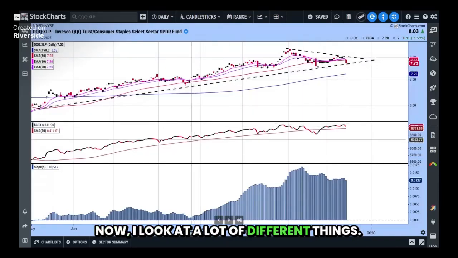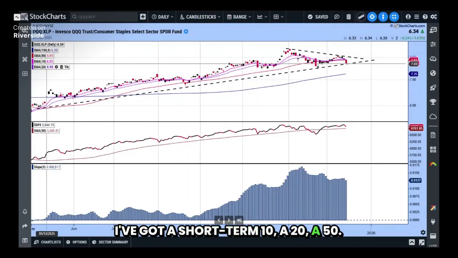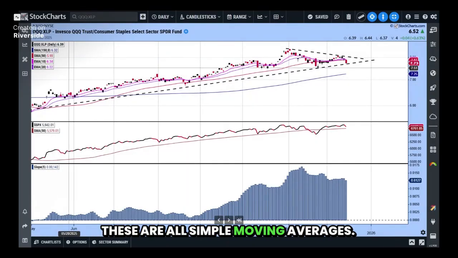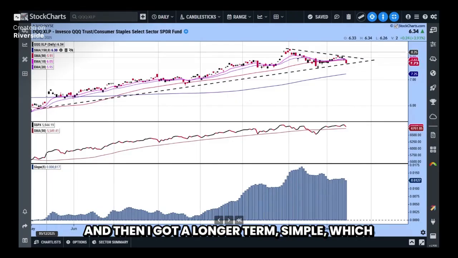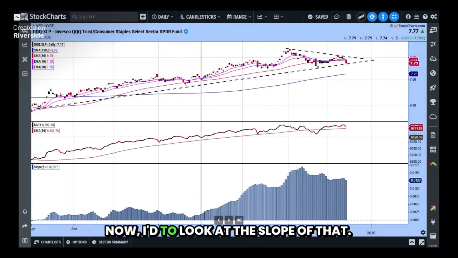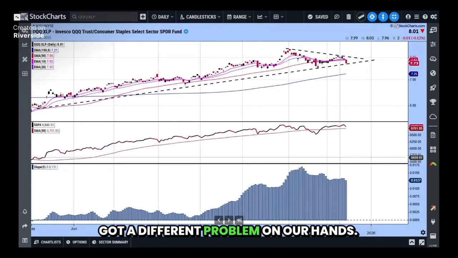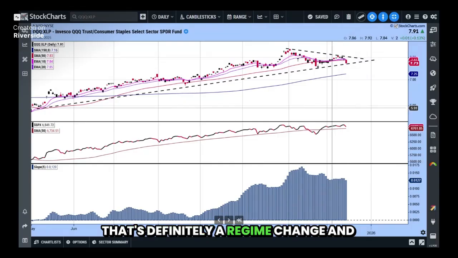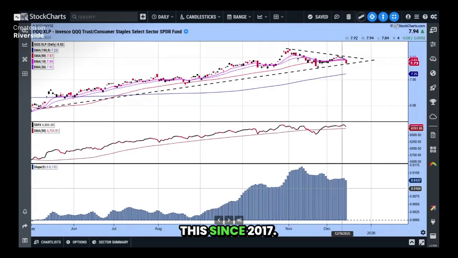Now, I look at a lot of different things. I've got multiple moving averages here. I've got a short-term 10, a 20, a 50. These are all simple moving averages, except for the 10 and 20. And then I've got a longer-term simple, which is 150. Now, I like to look at the slope of that. If that slope starts to move lower, we've got a different problem on our hands. That's definitely a regime change and potentially a trend change in the overall market. We don't see that. We're actually up at the highest I've seen this since 2017.